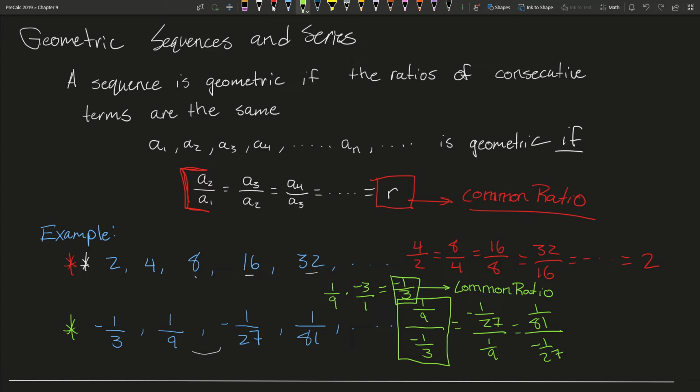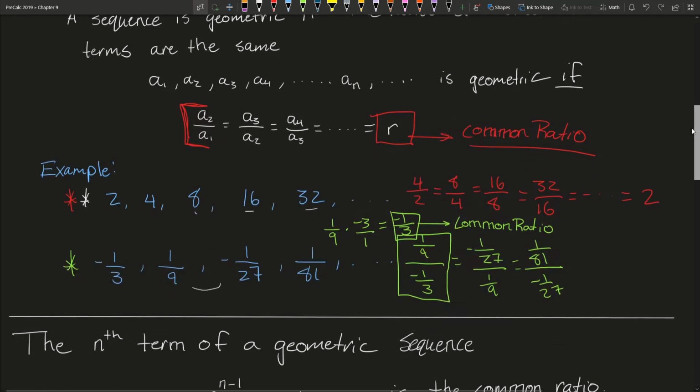But there are two different types of common ratios. There are common ratios whose absolute value is greater than 1, and there are common ratios whose absolute value is between 0 and 1. Okay, and they're two very different things. One is constantly getting bigger, and one is constantly getting smaller, which you can kind of see in both of these sequences.